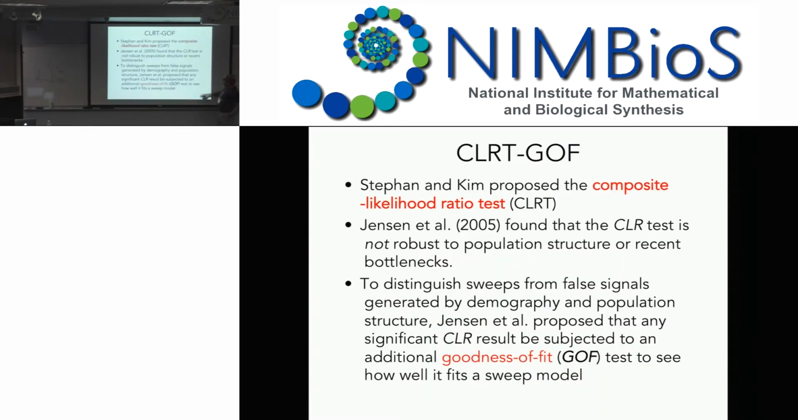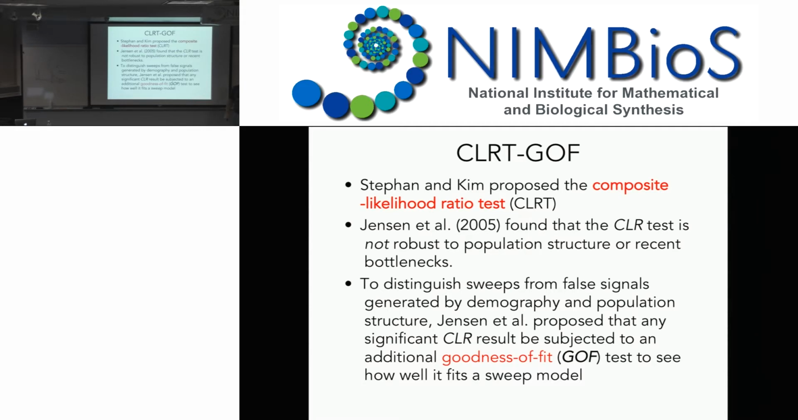So what they proposed was a goodness of fit test, which the book talks about in detail. You basically run the composite likelihood ratio test. If that's significant, you then do a goodness of fit test. If that's not significant, then you've got good evidence for a sweep. The book talks about that. That's why it's got this rather elaborate name, composite likelihood ratio test, goodness of fit test.